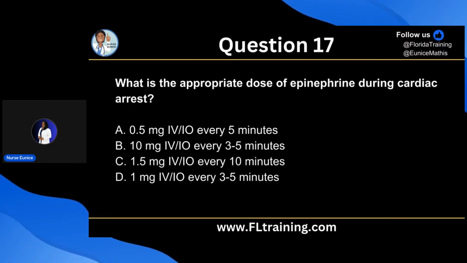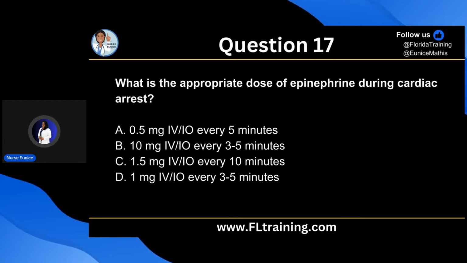Question 17. What is the appropriate dose of epinephrine during cardiac arrest? Is it 0.5 milligram IV or IO? Is it 10 milligrams IV or IO? And I do apologize. The first one said every 5 minutes. B is 10 milligrams IV or IO every 3 to 5 minutes. C is 1.5 milligrams IV or IO every 10 minutes. And D is 1 milligram IV or IO every 3 to 5 minutes. Let's see how well you know your ACLS drugs, because you just can't say, hey, give them epi. You have to tell them how much epi to give.